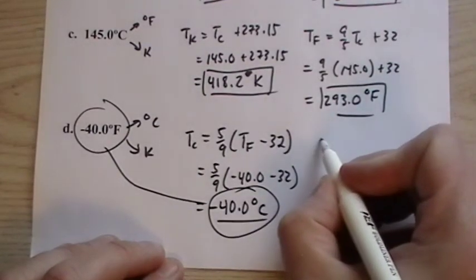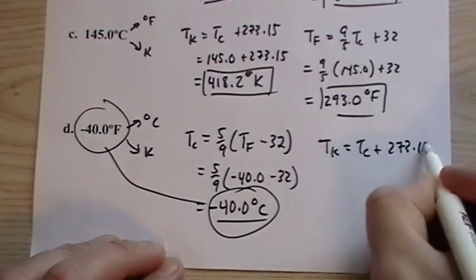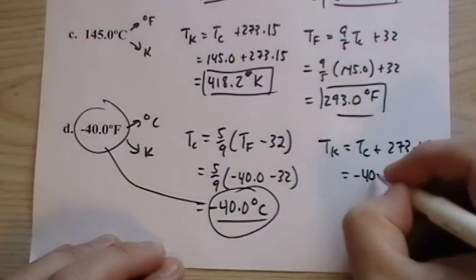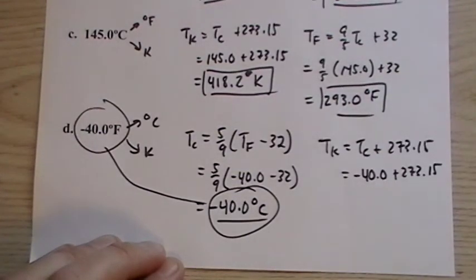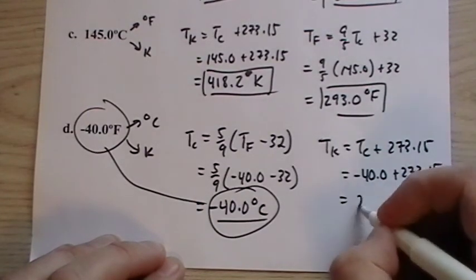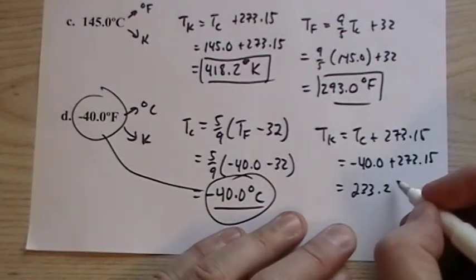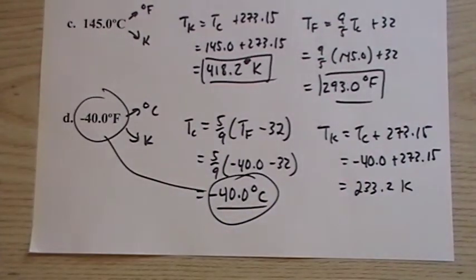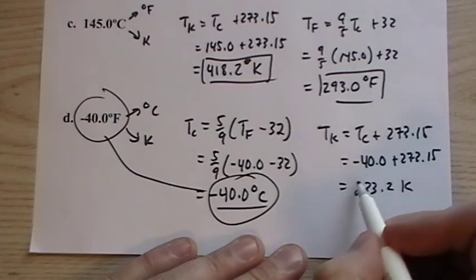And then we have Kelvin is TC plus 273.15. So that's minus 40 plus 273.15. Make sure you get that minus in there. If you forget, you're going to get a completely different answer. So this is going to be minus 40, so it'll be 233. In this case, we have to round to 233.2 Kelvin. And so I think that's it.